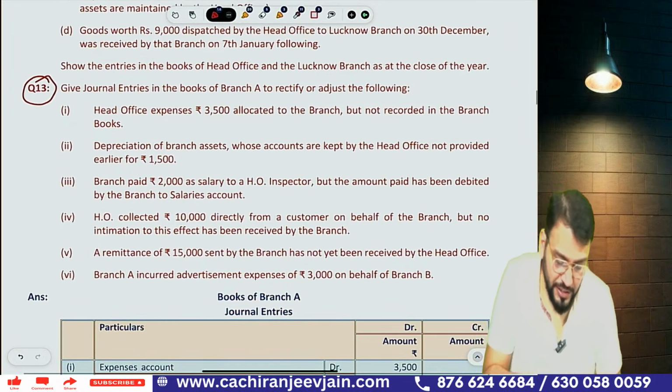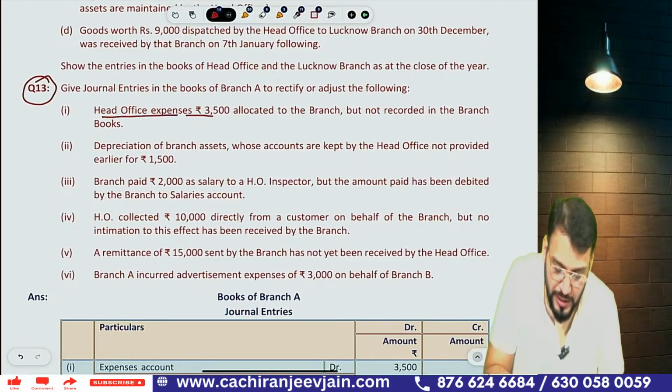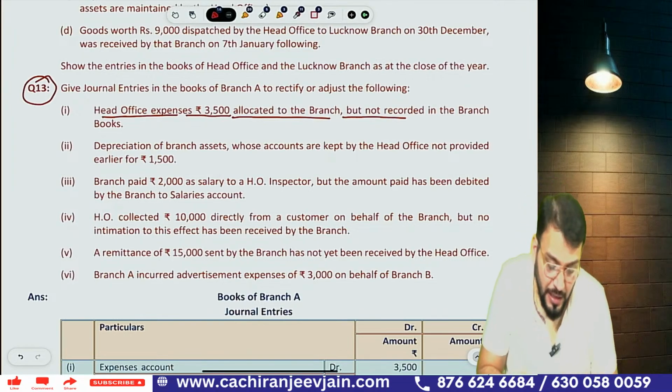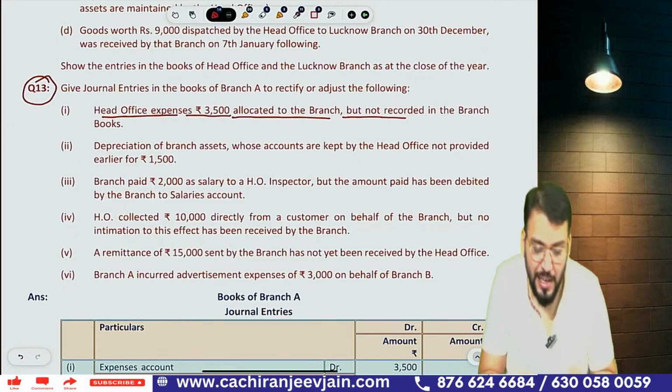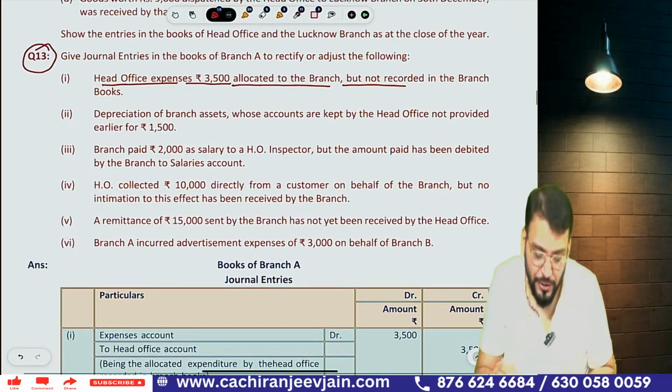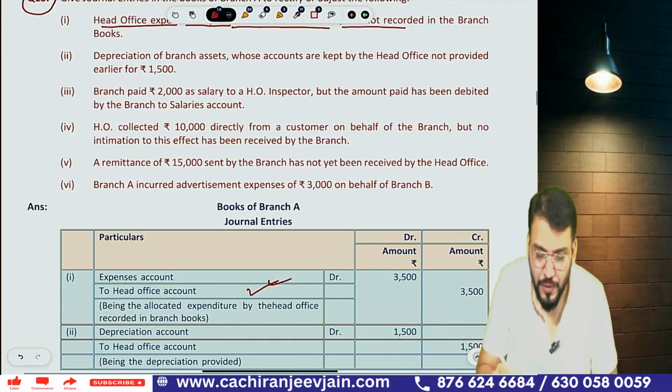Okay, let us discuss head office expense of 3,500 allocated to branch but not recorded in branch. Very simple. It is the expense, head office expense allocated to branch, so it becomes an expense of branch. So expense account debit to HO.